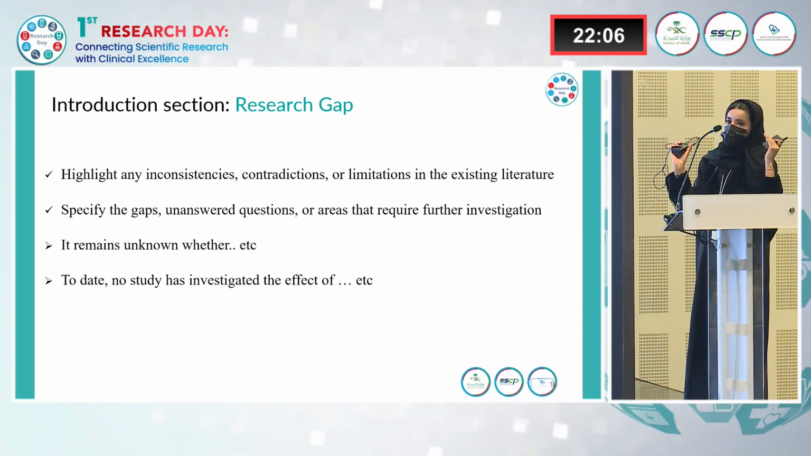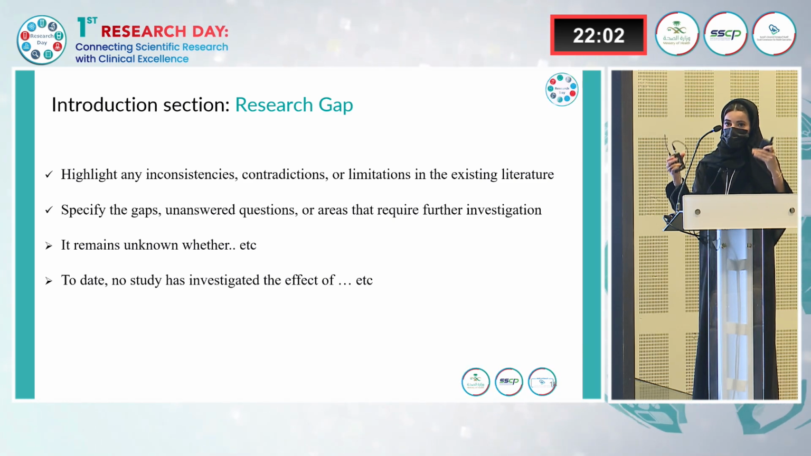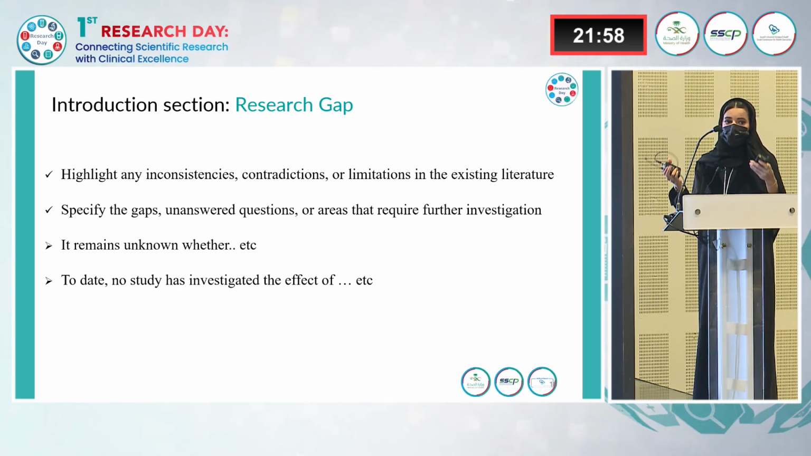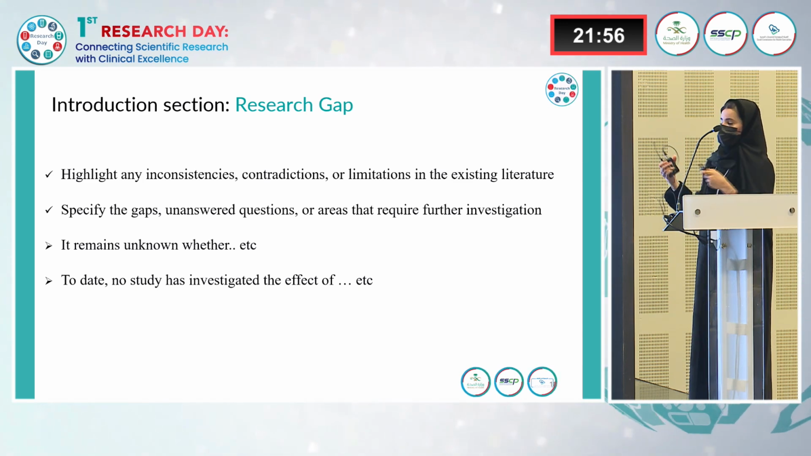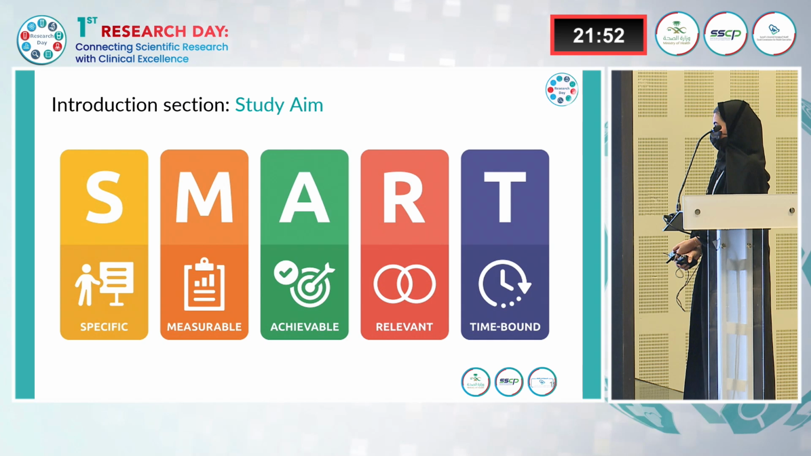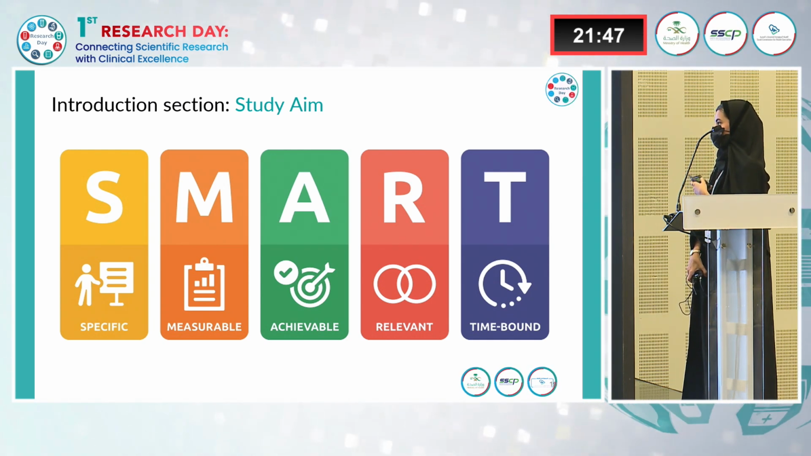So the introduction should flow very consistently. In the beginning we gave background information, then we evaluated the literature, and after evaluating the literature, we identified the weaknesses of the existing research, and then we moved to the gap, and lastly to the aim of the study, which should be a SMART aim: specific, measurable, achievable, relevant, and time-bound.